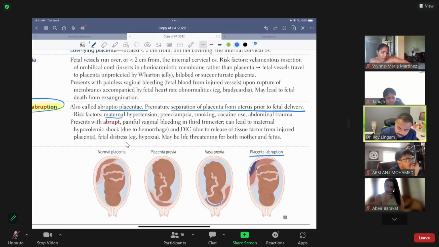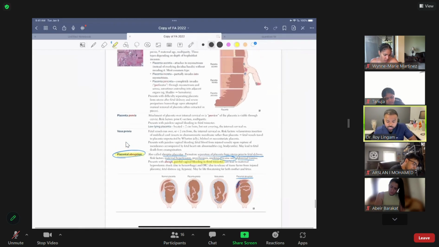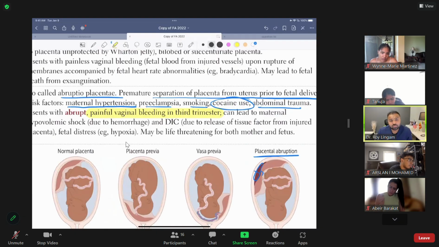Risk factors, look at this: maternal hypertension. Anything that gives you preeclampsia, smoking. In Chicago, when I did OB-GYN rotations, we saw a lot of people with cocaine. When they use cocaine while pregnant, what happens to the blood pressure? Cocaine increases blood pressure. And any abdominal trauma, any of those things, folks. I want you guys to highlight this: painful vaginal bleeding in the third trimester, because out of this entire page, I think that's the only one that has pain. So the pain symptom is very easy to differentiate.